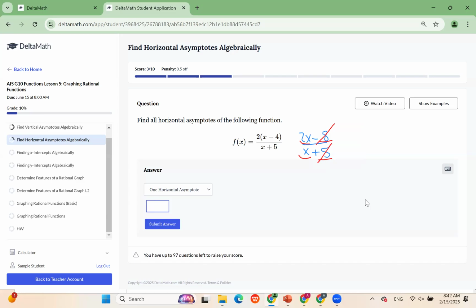So we end up with 2x over x. If we simplify, we get 2. So no matter what the value of x is, we're going to get 2 at the end. So the horizontal asymptote here has the equation y equals 2.